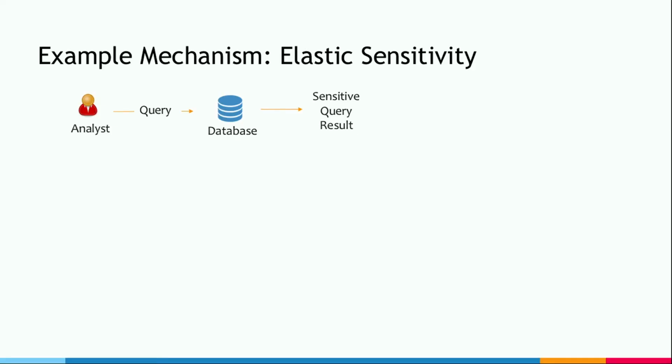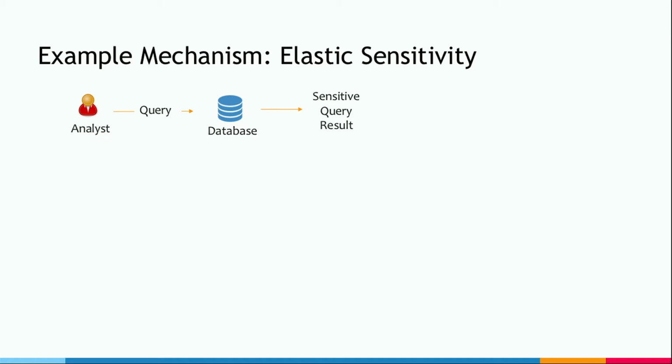So I want to give you a couple of examples of how this works for actual differential privacy mechanisms, how we can rewrite the query to embed the mechanism in the query. I'm going to give two examples. I'm going to start with one called elastic sensitivity. And this is a differential privacy mechanism that we developed at UC Berkeley about a year ago.